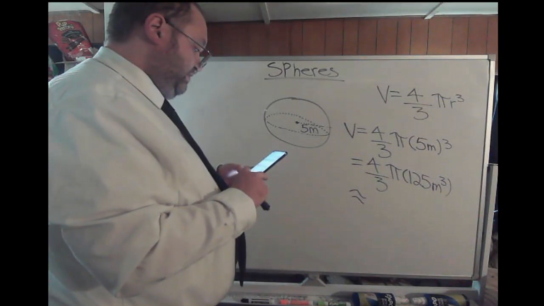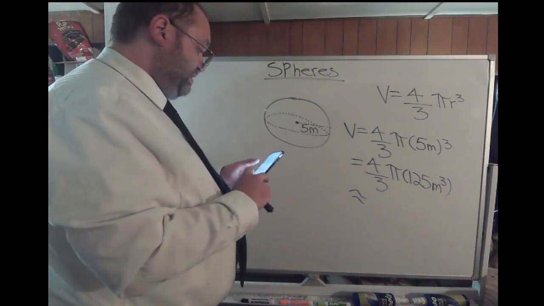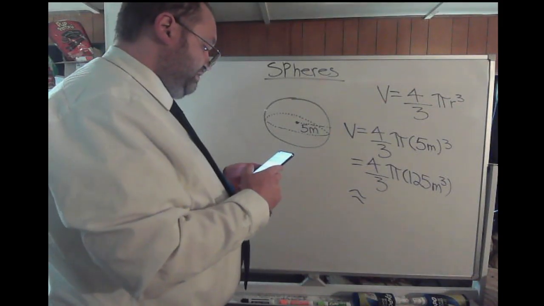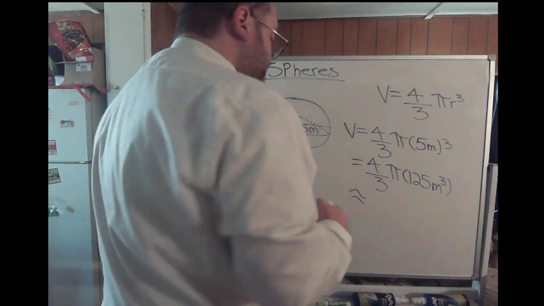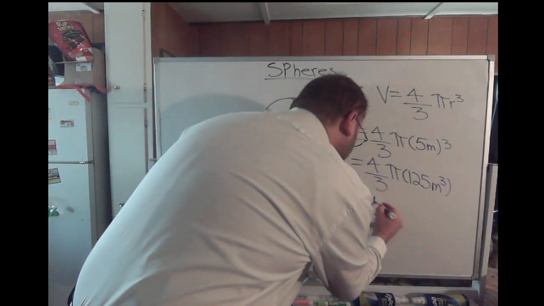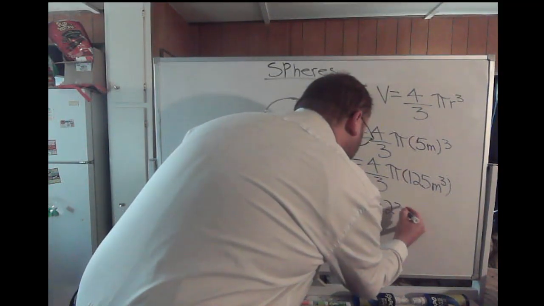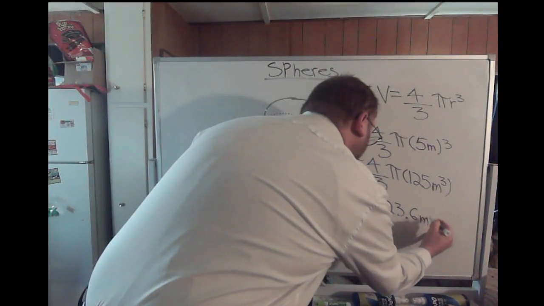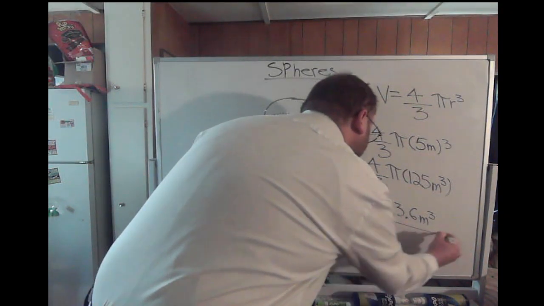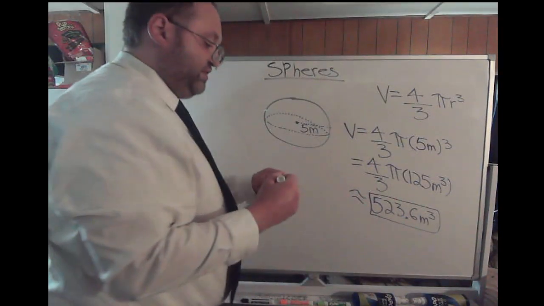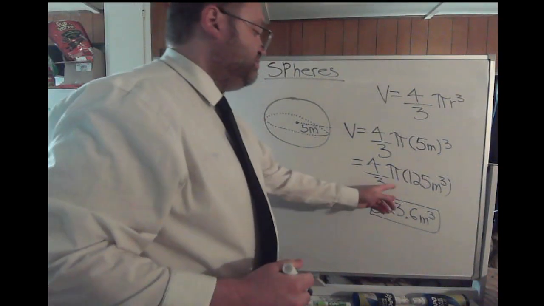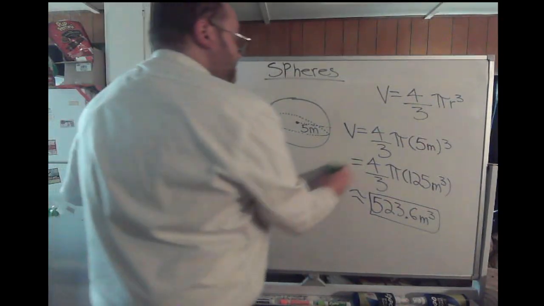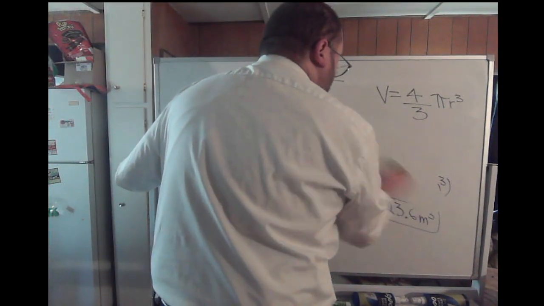So let's see, 4 divided by 3, take that times pi times 125, you get about 523.6. So you get about 523.6 cubic meters for the volume of the sphere, once you've multiplied all those together. And I will do one more for the purposes of doing a sphere.